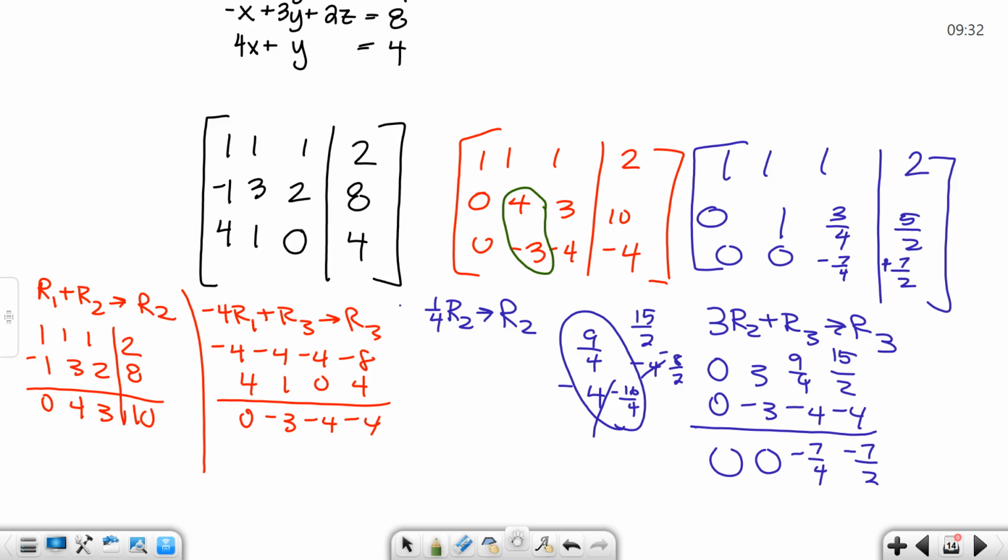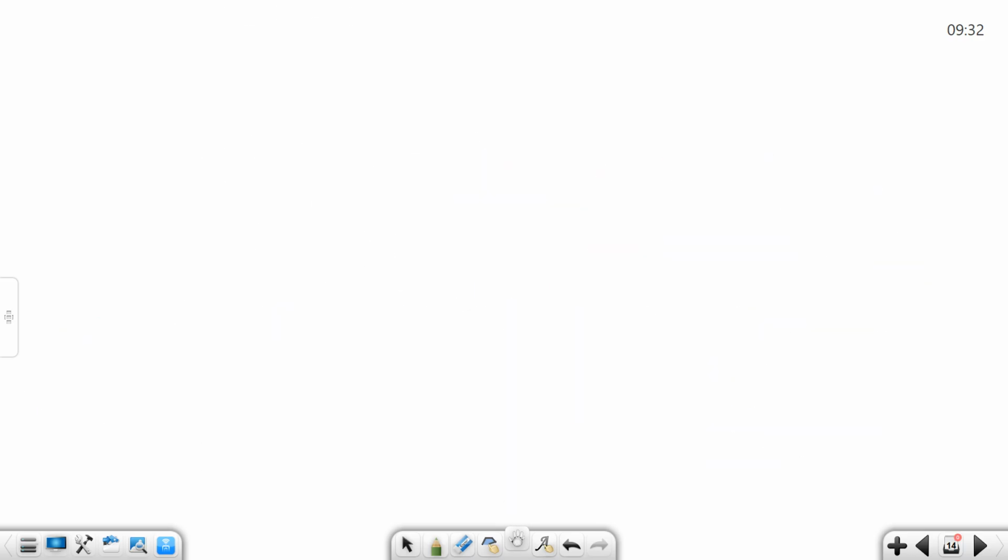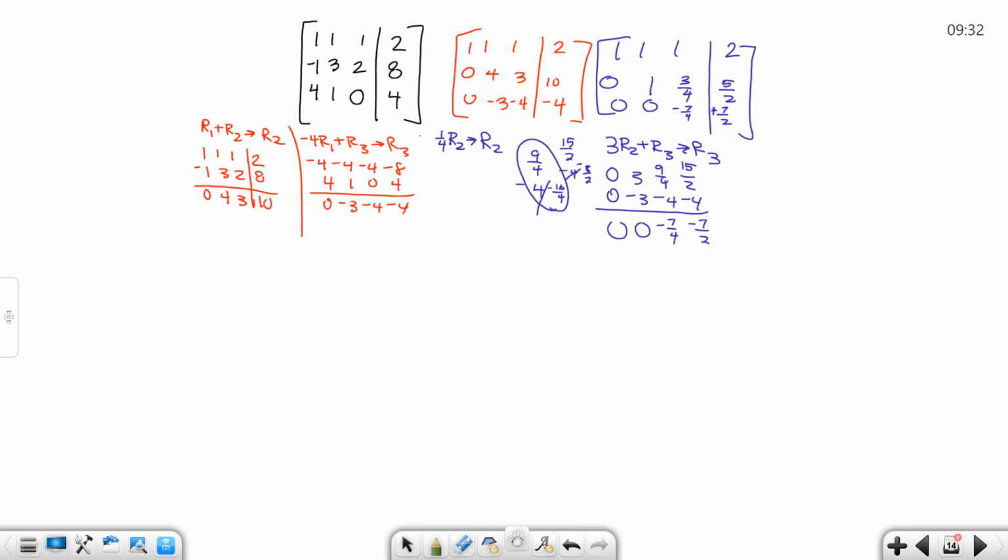3 row 3 plus 4 row 3. So you got the answer. Yes, but so that's this. Oh, I don't know what happened to it. That's what we want to do with it, right? There it comes.